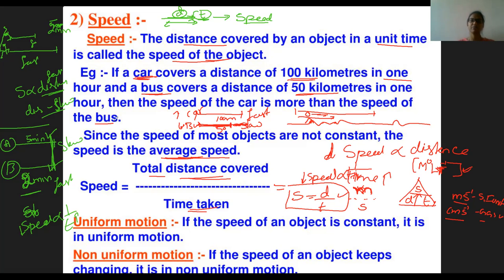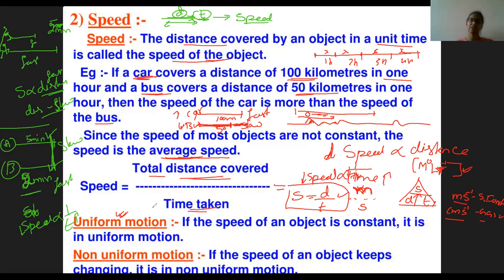Now coming to the types of speed. For understanding, we have uniform speed and non-uniform speed. So what is a uniform speed? Suppose a car needs to cover a distance in one hour, in the second hour, in the third hour, in the fourth hour, and the body covers equal distance. You can observe here x distance, x distance, x distance, x distance. That means equal distance traveled in equal intervals of time, then the body is said to be in uniform motion.